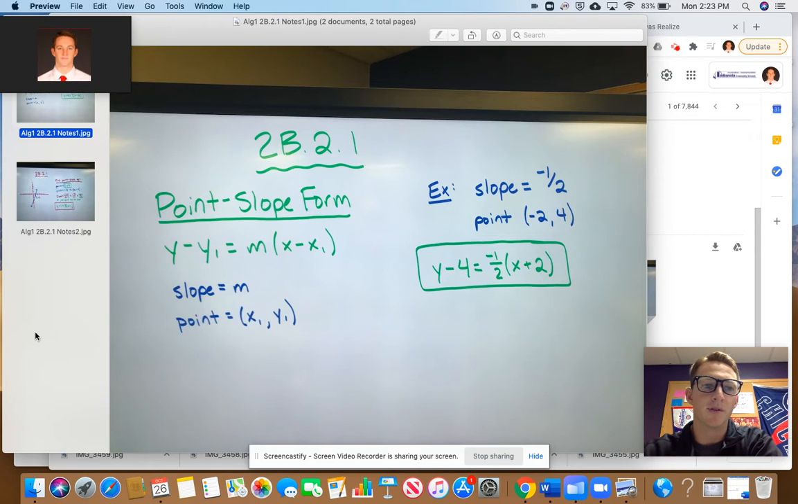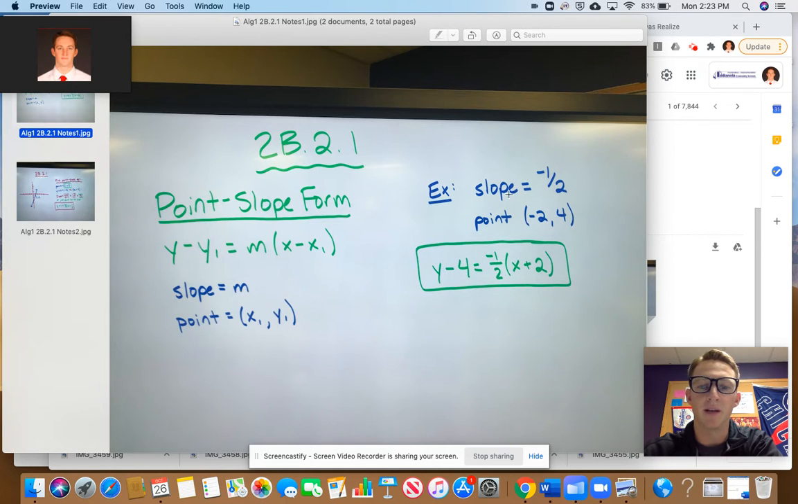All right, Algebra 1, starting on 2B.2, day 1, we are working with point slope form. In point slope form, you need a point, so x1, y1, and you need a slope, so m is still slope. And usually they'll give us this point, and then they either give us the slope or we can find it pretty easily using the slope formula.